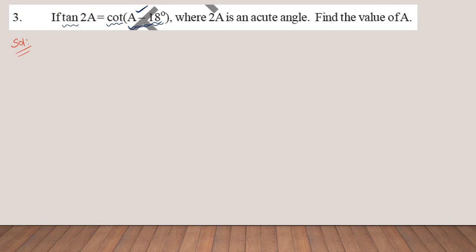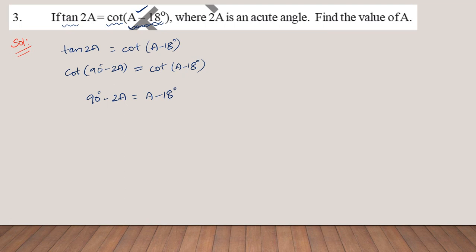So that's why what you can do is simply change tan 2a in terms of cots. So tan 2a I can write as cot of 90 minus 2a is equal to cot of a minus 18 degrees. Here clearly both the ratios are same, that means their angles are also equal. So 90 minus 2a is equal to a minus 18 degrees.